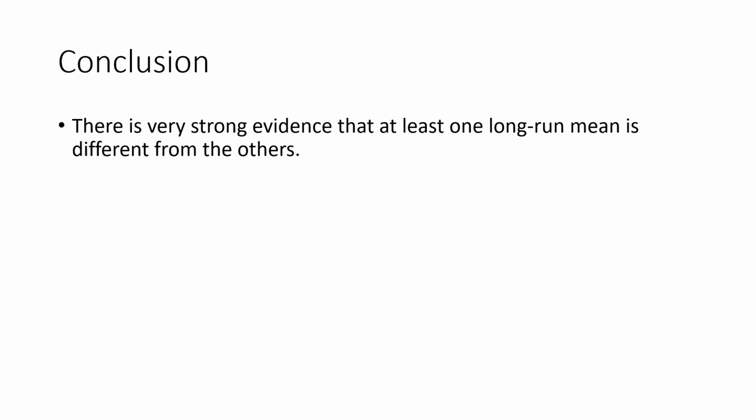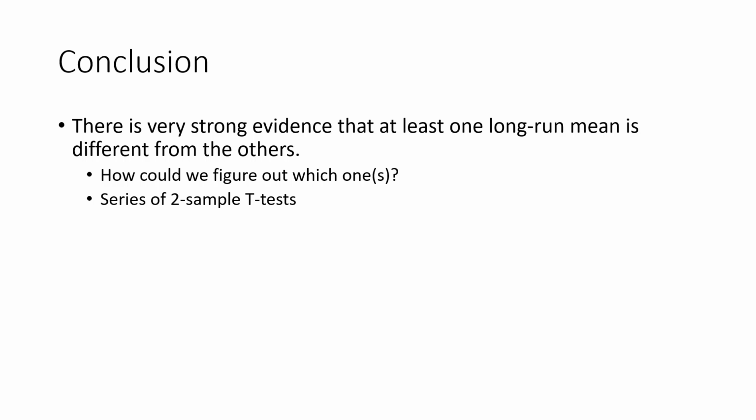So our conclusion is there is very strong evidence that at least one long-run mean reading comprehension score is different from the others. From this test, we can't tell which mean or means are different, although we might have a pretty good guess based on the box plot and dot plot of the data. Take a moment to think about how we could figure out which means are different. The answer is by doing a series of 2-sample t-tests for different pairs of the data.